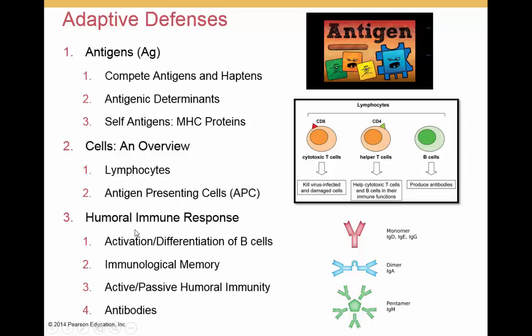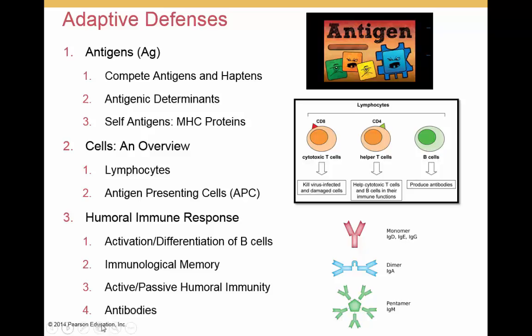And then the third topic will be humoral immune response, which is all about our B cells. We know how they're born, we know where they're born, but let's talk about how they get activated, how they differentiate into those antibody-producing plasma cells or into memory B cells, giving us that immunological memory. We'll talk about different types of humoral immunity. There's active and passive. Active is when you're making the antibodies yourself. Passive is when you might be getting them from someone else, say from mom to baby.